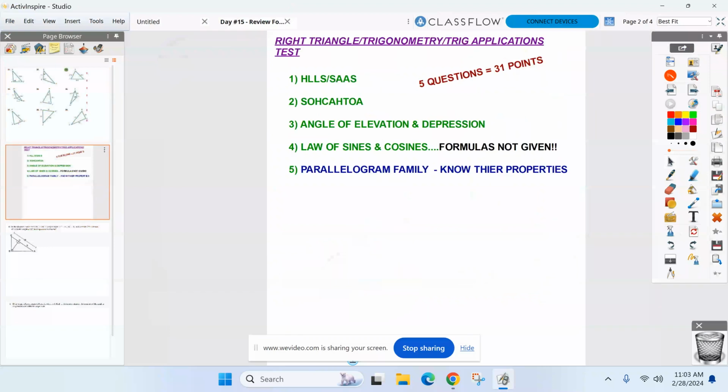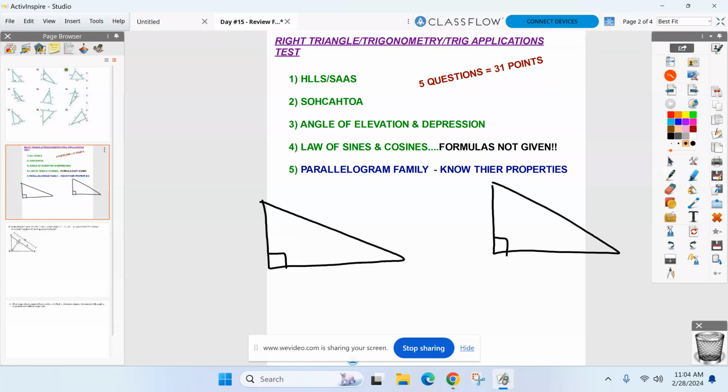You guys already know it's 5 word problems, no multiple choice whatsoever for this test. It's going to have Hills and SAS, which goes way back to day 1 and day 2 of this unit. We're going to do a review problem of that in a second. SOHCAHTOA, all good. Angle of elevation and depression. Let me just go over that real quick so we remember where those angles are.